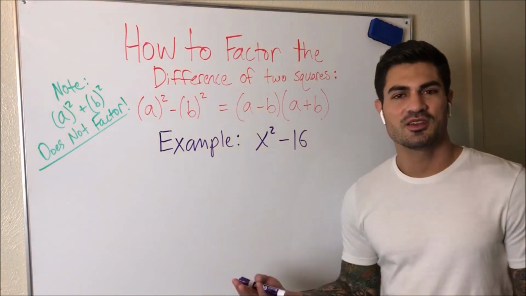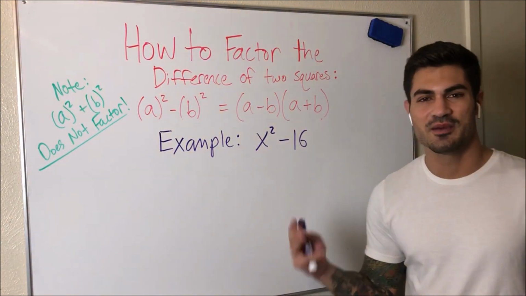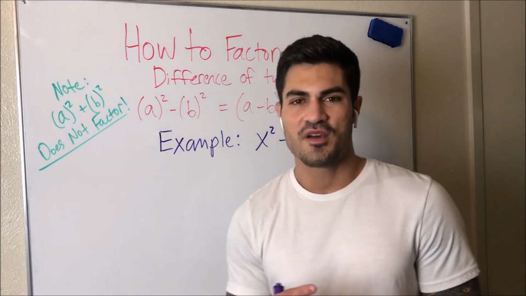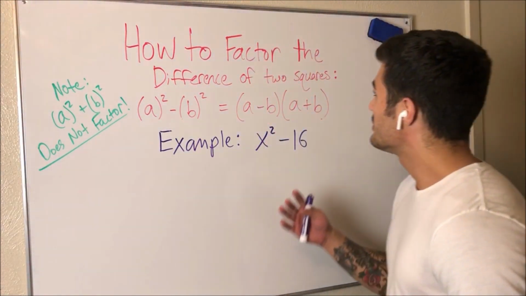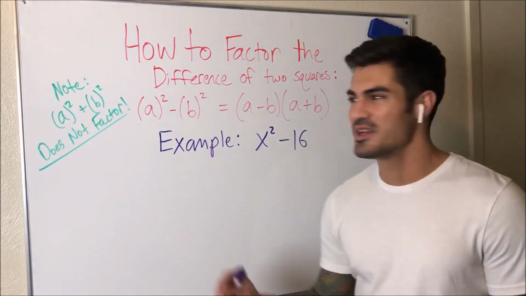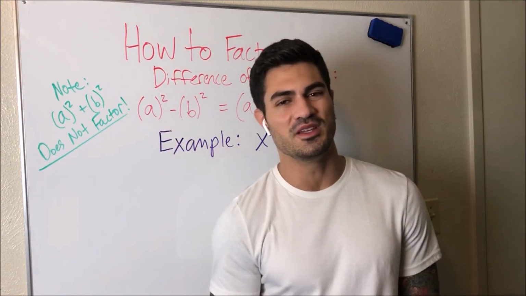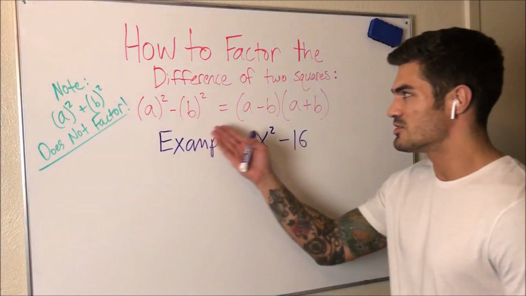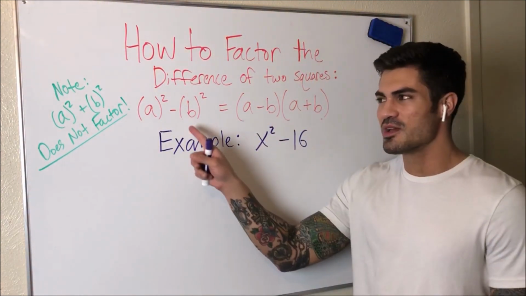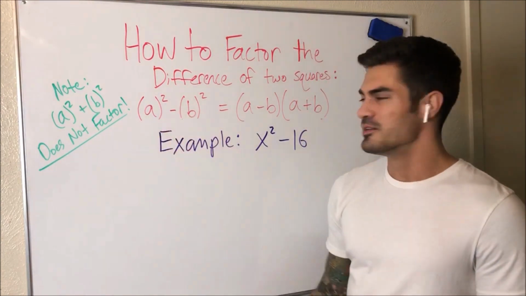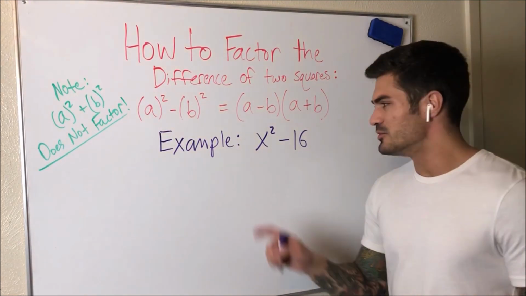So the best way to learn this, I think, is just to go straight into an example. And we'll see that the hardest part about factoring the difference of two squares is identifying what A is and what B is, right? And I think once you get that part, you can just go straight to this formula, but sometimes it's a little tricky to identify what's being squared. So let's look at this example.